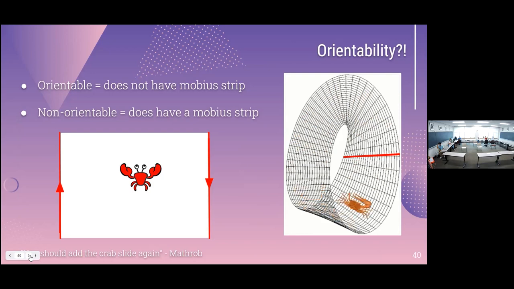So recall back to the crab animation and how every time he made a round across his surface, he came back facing a different direction. You could say he was disoriented. Well, that's why. And any surface that has a Mobius strip will take on the same characteristic. In contrast, if the crab were walking around on, say, a sphere, it doesn't matter where he goes, he will always come back facing the same direction.